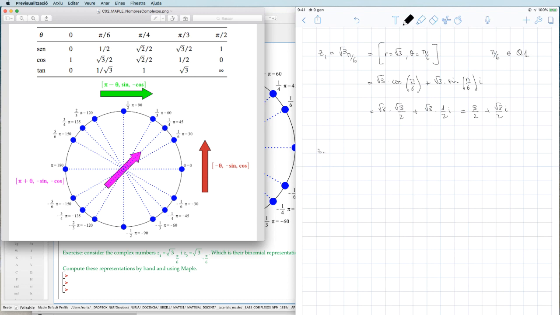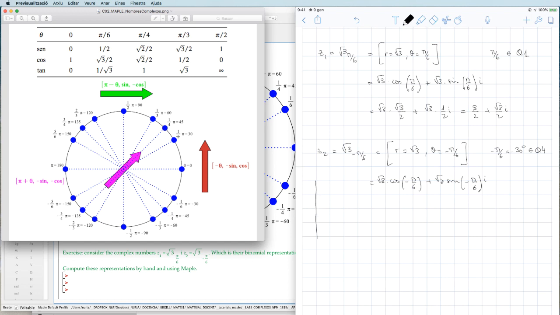Let's do the second one. z2 is square root of 3, minus pi over 6. So here r is square root of 3, theta is minus pi over 6. But now minus pi over 6, which is minus 30 degrees, is in Q4, the fourth quadrant. Remember that when we are in the fourth quadrant, we need to change the sign. So first I apply the formula: square root of 3 cosine of minus pi over 6 plus square root of 3 sine of minus pi over 6 i.